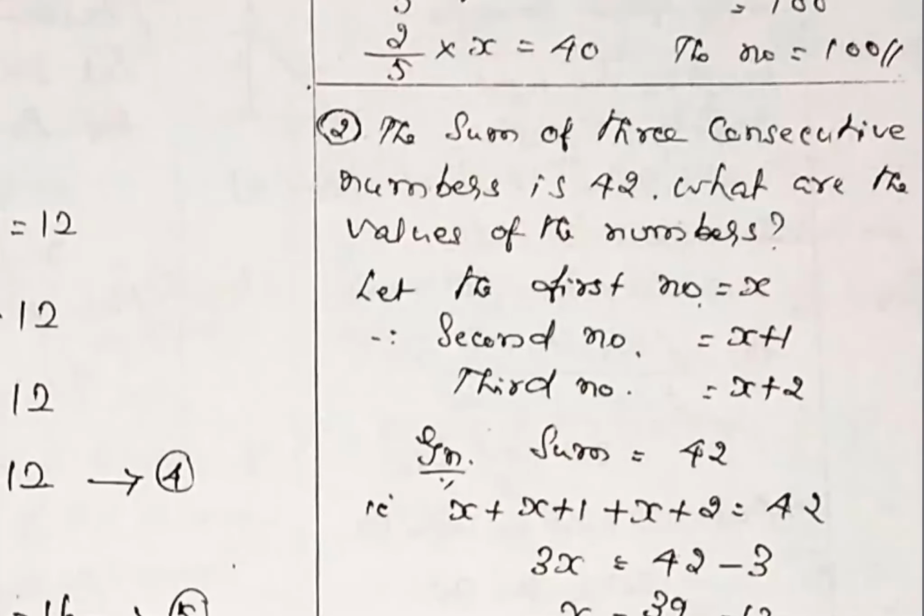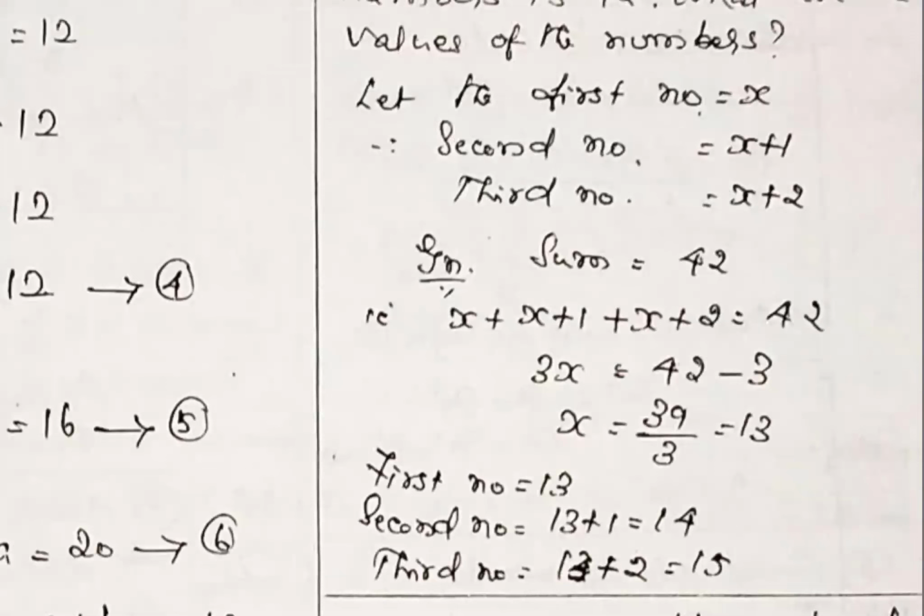The sum of three consecutive numbers is 42. What are the values of the numbers? Consecutive number means next number. For example, first number x means second number x plus 1, third number x plus 2. Sum of the numbers is 42 means you add all the numbers: x plus x plus 1 plus x plus 2 is equal to 42. Then do the calculation. 3x is equal to 42 minus 3, so you are getting x is 13. So once first number is got, second number is 14, third number 15.